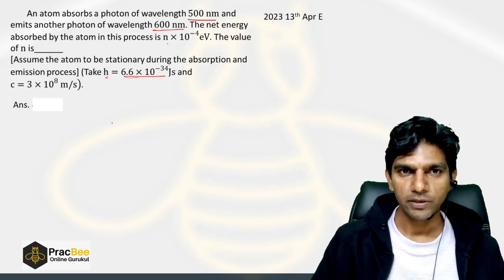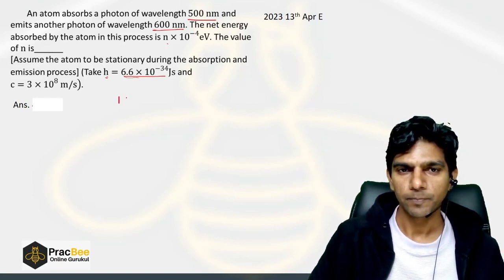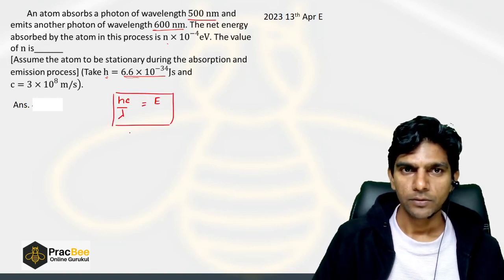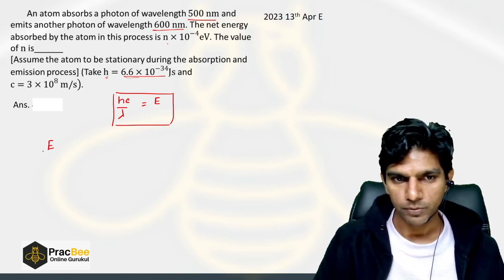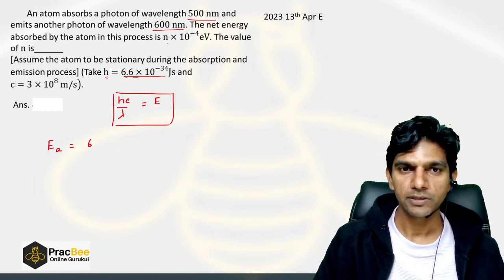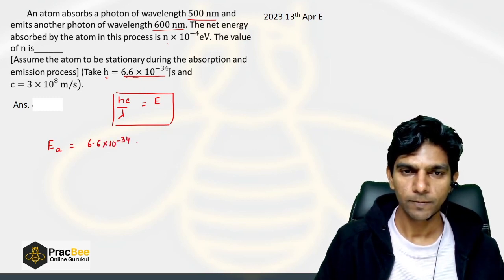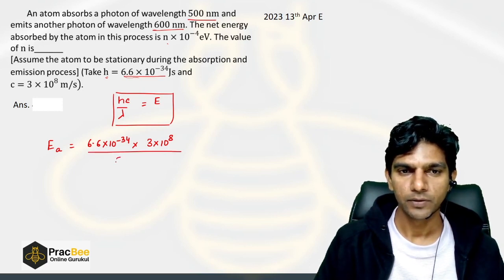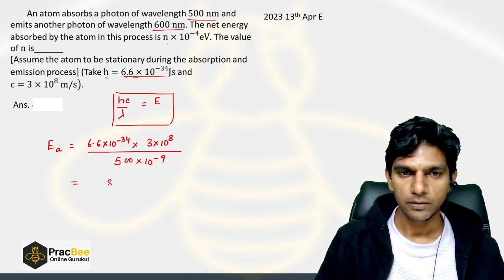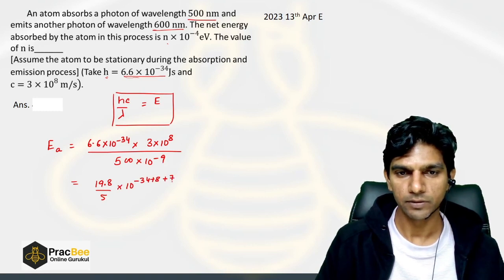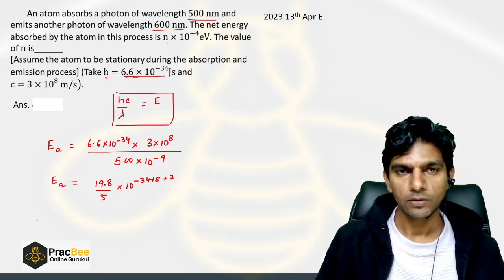Now let us calculate the energy of the photon. Here we have to use this formula: hc by lambda is the energy of the photon. So the energy of the photon which is being absorbed, let me call it EA, will be 6.6 into 10 raised to power minus 34, c is 3 into 10 raised to power 8, divided by the wavelength 500 into 10 raised to power minus 9. So this will be 19.8 upon 5 into 10 raised to power minus 34 plus 8 plus 7. So this is the energy of the absorbed photon.